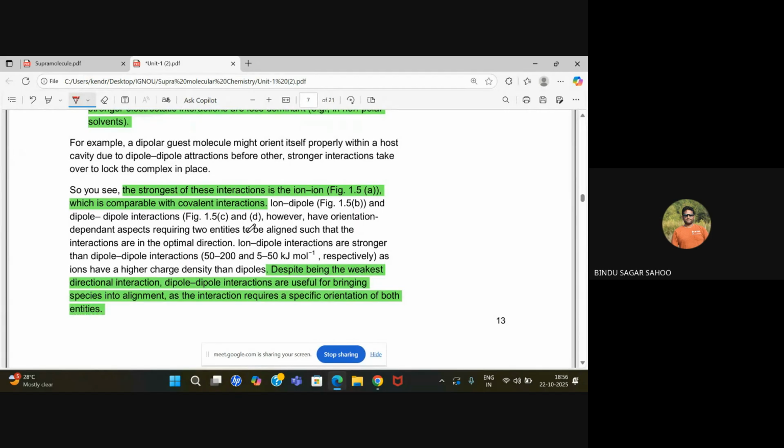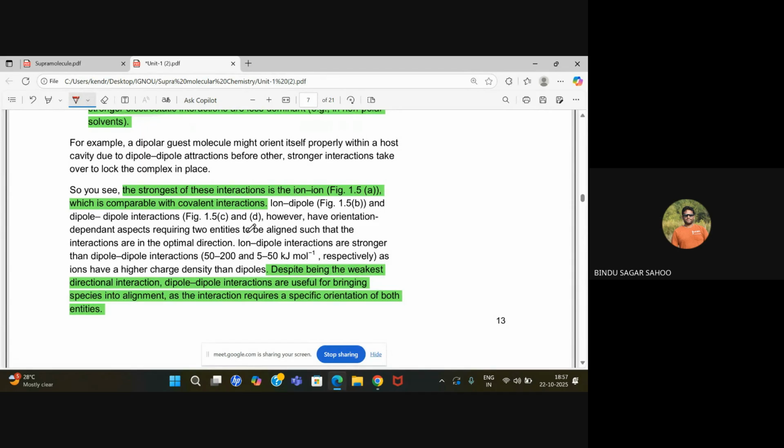So despite being the weakest directional interaction, the dipole-dipole interactions are useful for bringing species into alignment. So definitely when there is interaction, it may be a weak interaction, but due to this weak interaction also, the molecules make a proper alignment. Okay, or the molecules become a little bit directional in nature.